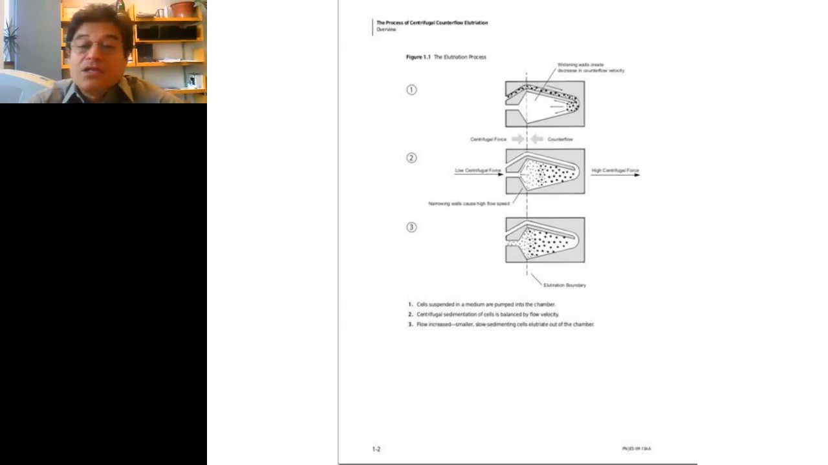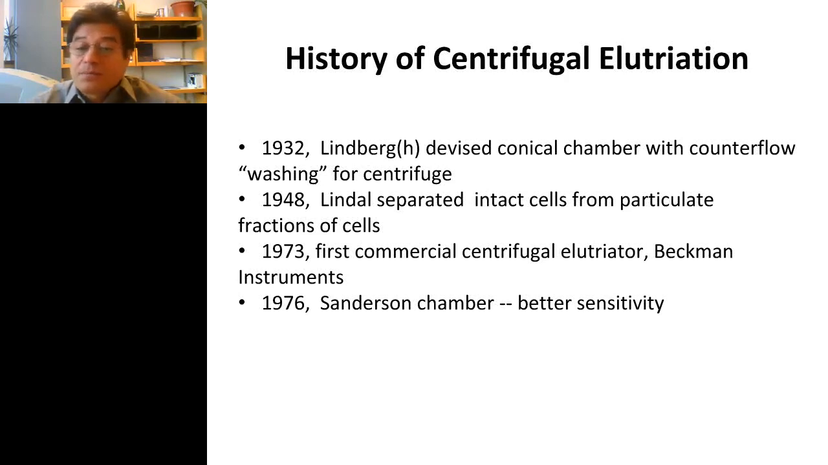And this is done while the centrifuge is spinning. So that's an interesting change to what people typically expect in a centrifuge. Typically, you just put cells into the centrifuge and you spin them and you take them out. But in this case, you're loading cells into the centrifuge as well as removing them as it's spinning. And that's one of the special aspects of the centrifugal elutriator.